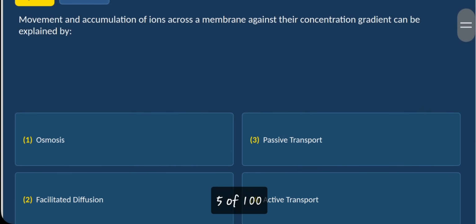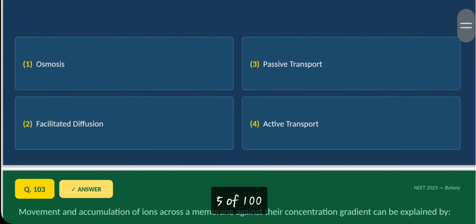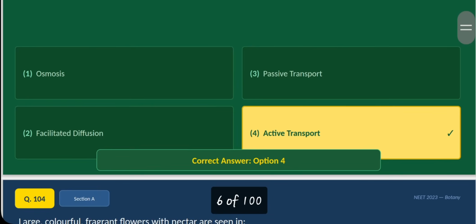Movement and accumulation of ions across a membrane against their concentration gradient can be explained by osmosis, passive transport, facilitated diffusion, active transport. Against their concentration gradient can be explained by active transport. So there is an expenditure of energy and then there is a transfer of ions. So the answer for this would be active transport.